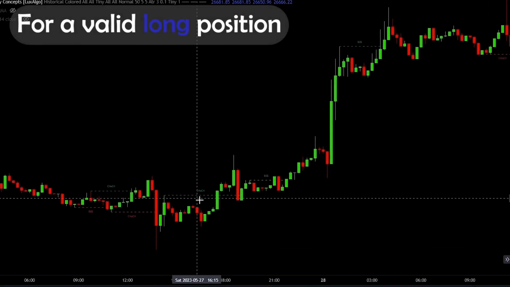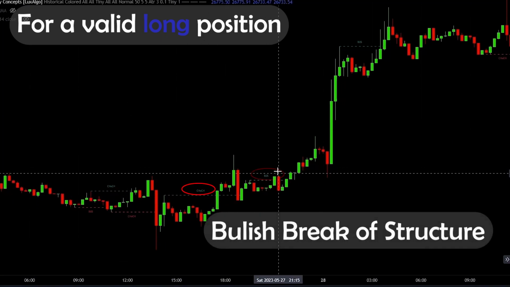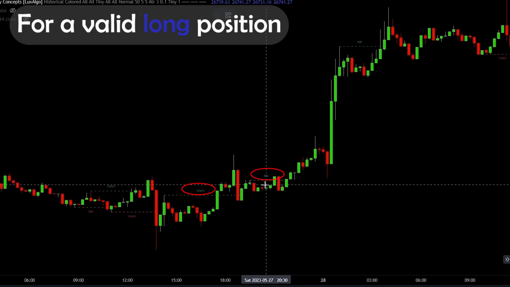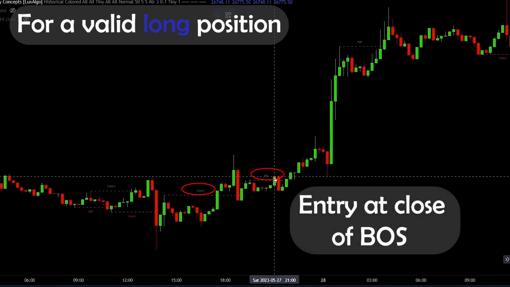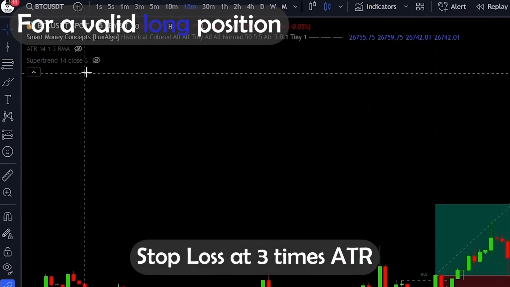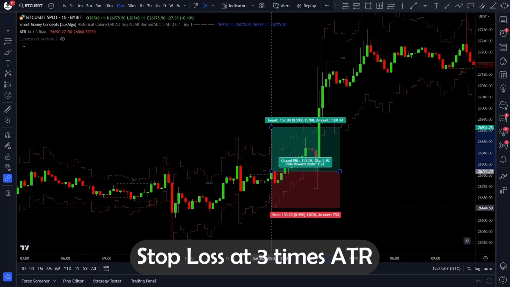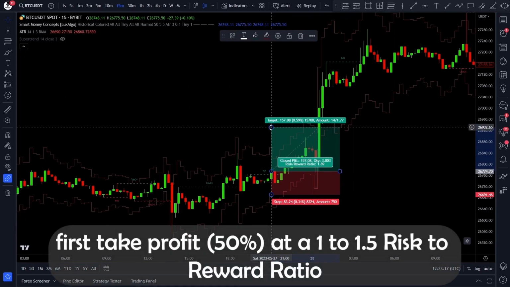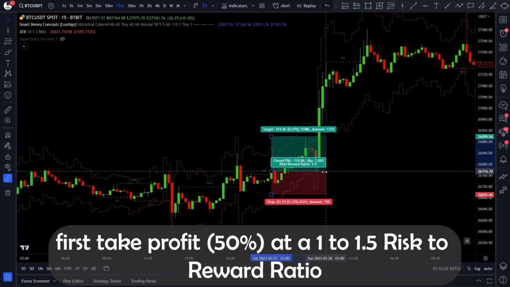Okay, now let's see the rules of this strategy for longs and shorts. For a valid long position, first we need to see a change of character. After that, we want to see a bullish break of structure. Once that break of structure is printed, we can enter into a long position. Entry level at the close of the break of structure. For the stop loss, we will use the NNFX ATR and it will be placed at a 3 times ATR distance from the signal candle's close. The first take profit will be placed at a 1 to 1.5 risk to reward ratio, right there.